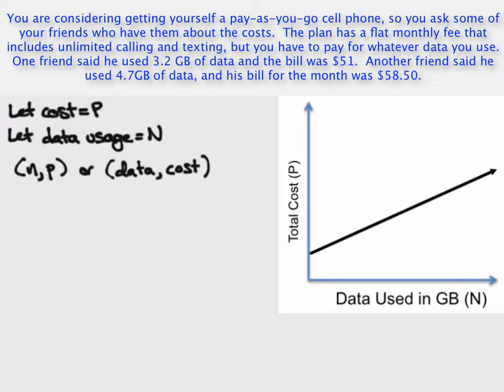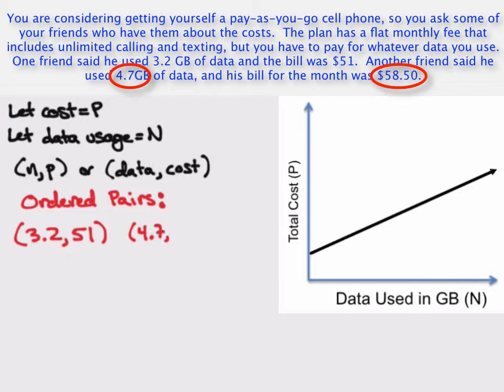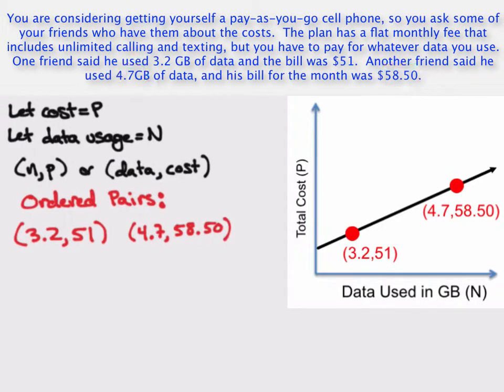All right, well, my claim is we have enough information from the text to find two ordered pairs of information about how much data was used and what the cost is for that amount of data. So for instance, one friend used 3.2 gigabytes of data, and the bill was $51. So that gives us the ordered pair 3.2, 51. And when another friend used 4.7 gigs of data, the cost was $58.50. So that gives us the ordered pair 4.7, $58.50. All right, now we've got our ordered pairs. We're good to go. Let's go ahead and find the slope for this linear equation.